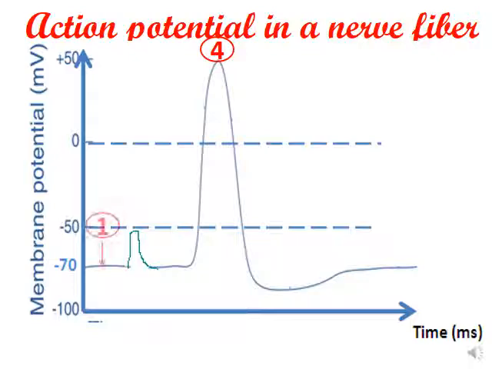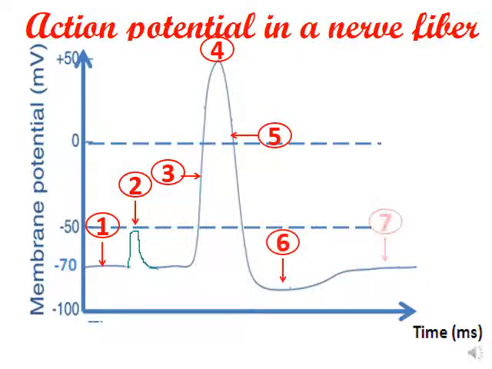So this graph represents the membrane potential or the action potential in a nerve fiber with the different phases: phase 1, 2, 3, 4, 5, 6, and 7. These are the different phases of an action potential, where 1 represents the resting potential where no stimulus is applied. Number 2 represents the artifact, which is called the hypopolarization. We said that polarization is negativity, hypo is decrease. So hypopolarization is a decrease in the negativity.